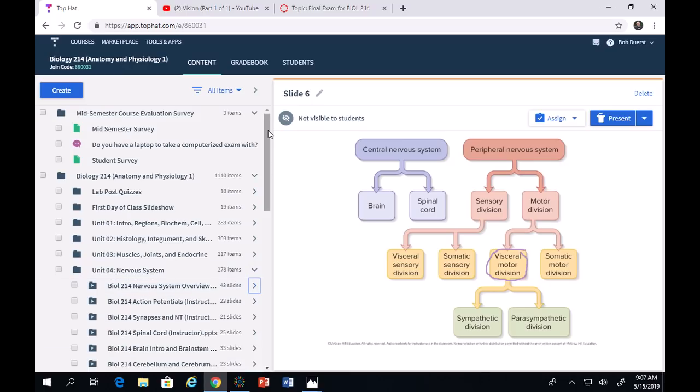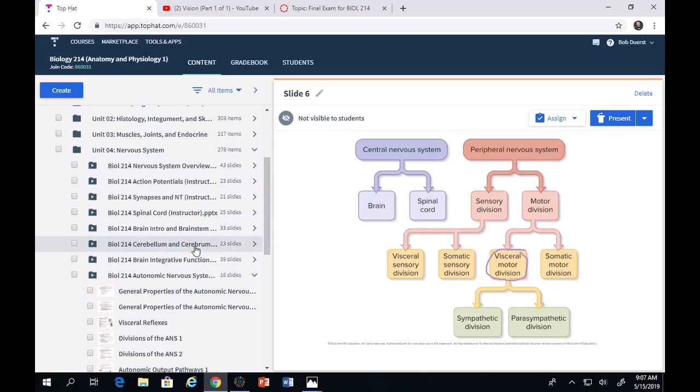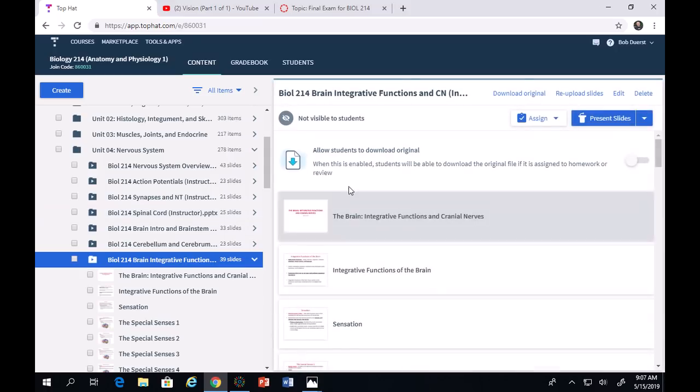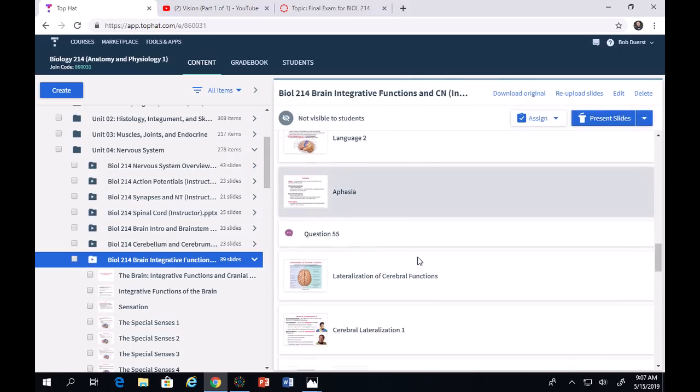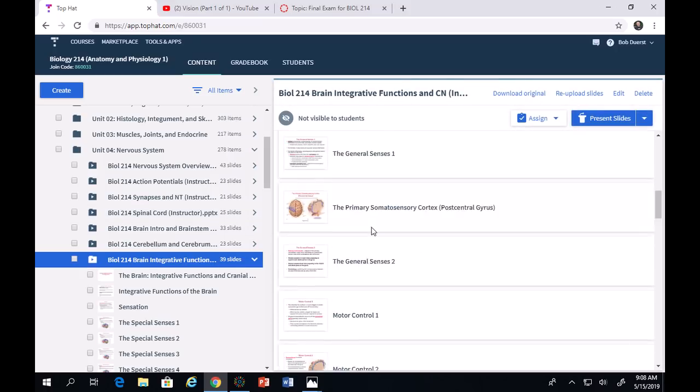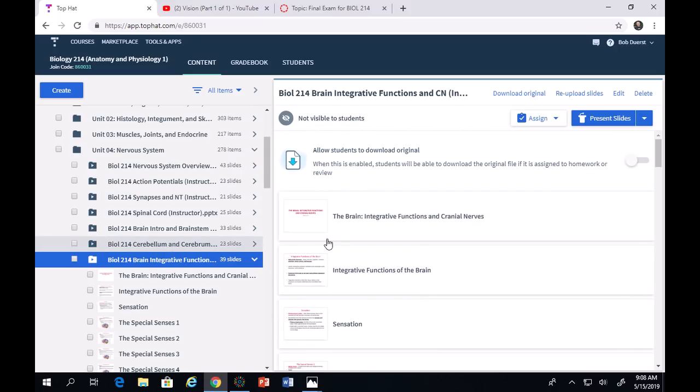Sometimes this website gets a little glitchy on me. Here we go. Cerebellum and cerebrum. I believe I covered limbic system in this presentation. Language, nope, it was at the end of the preceding presentation.